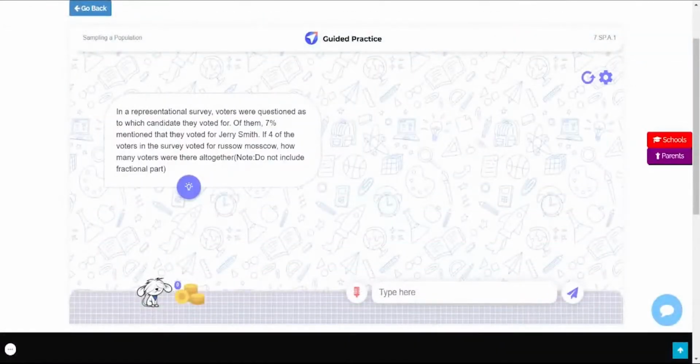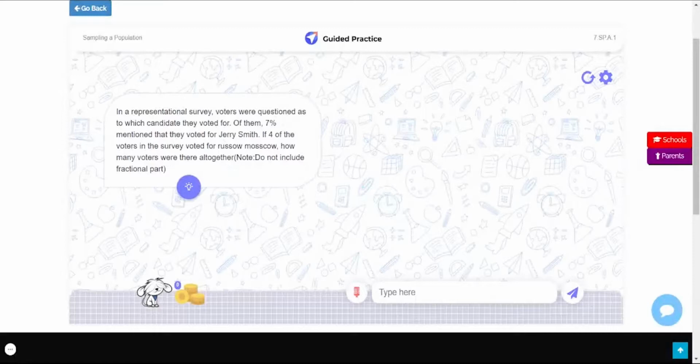In a representational survey, voters were questioned as to which candidate they voted for. Of them, 7% mentioned that they voted for Jerry Smith. If 4 of the voters in the survey voted for Russell Moscow, how many voters were there altogether? No, do not include fractional part.